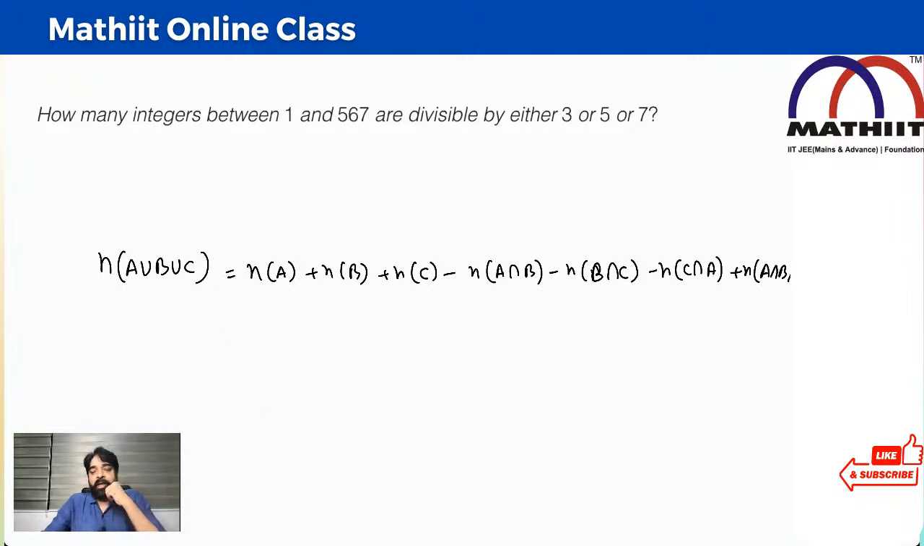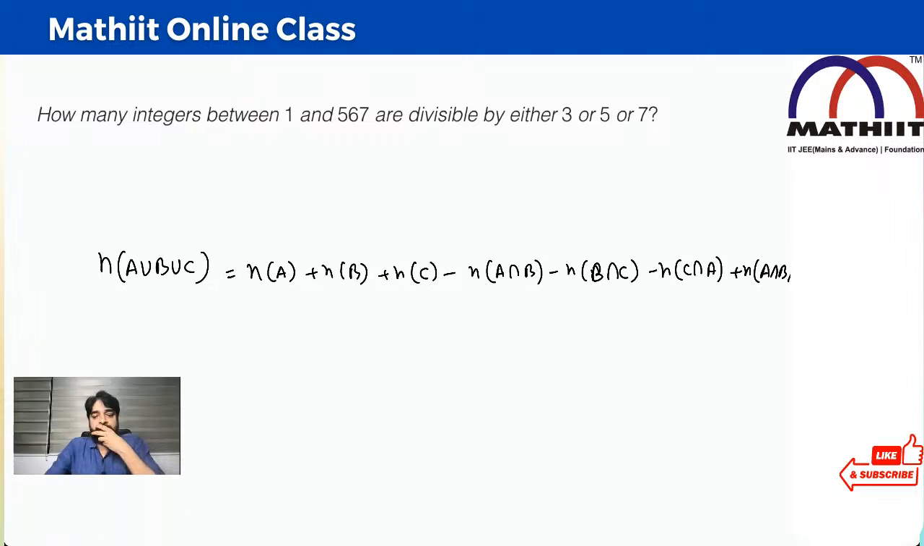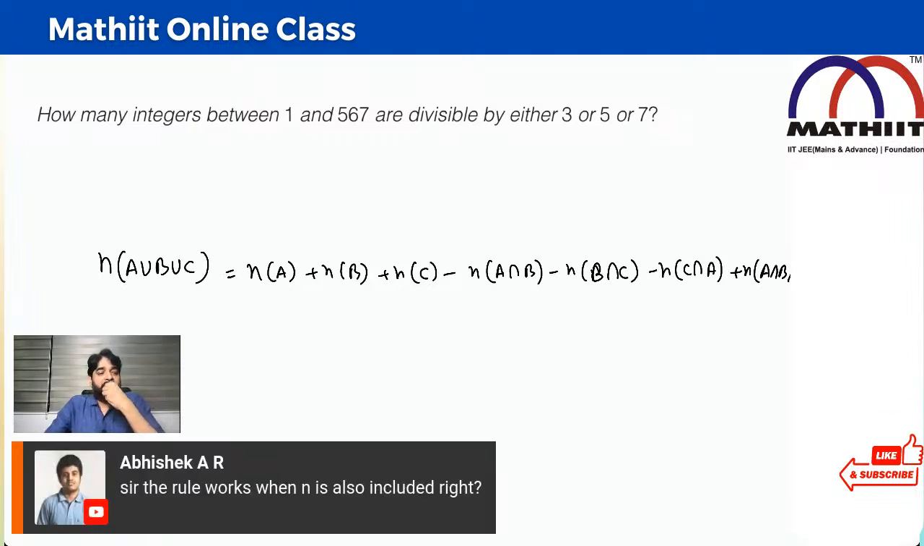Give me the answer quickly. Somebody asked whether the rule works when n is also included. Check it. Check whether the rule is valid or not if n is included. Suppose 1 to 10. How many numbers are divisible by 2? Manually you calculate 2, 4, 6, 8, 10, including 10.